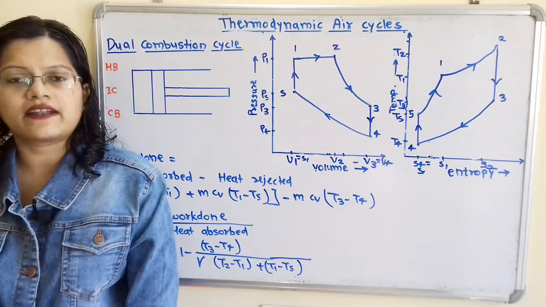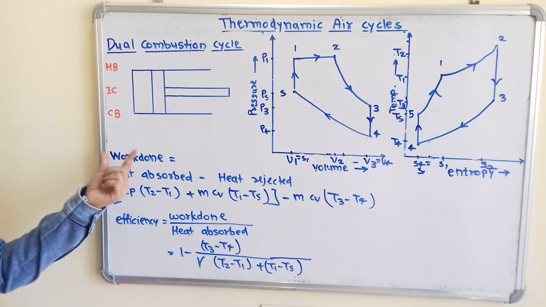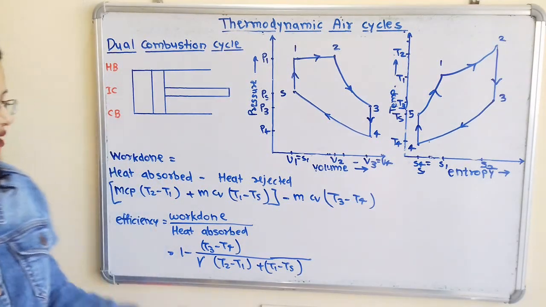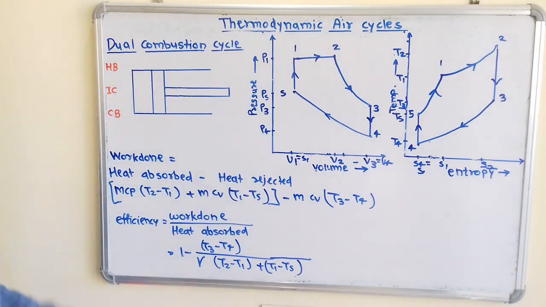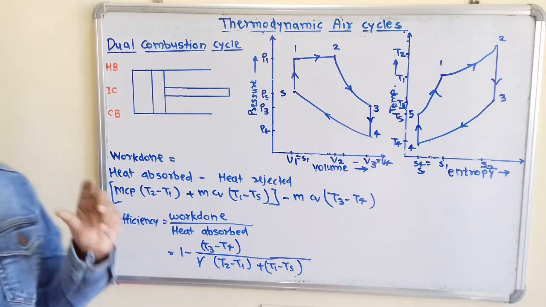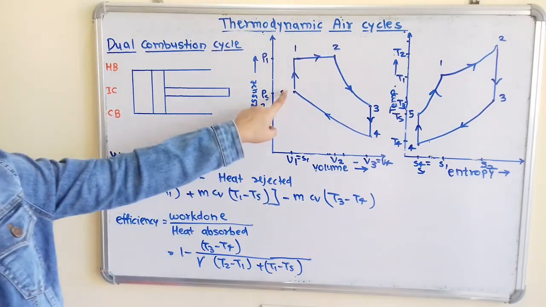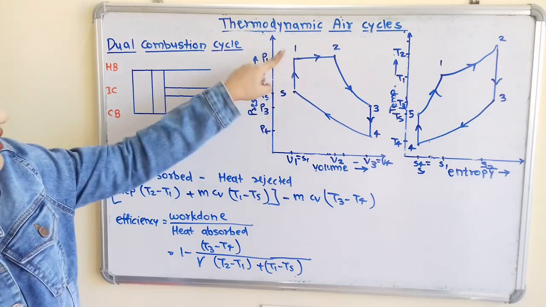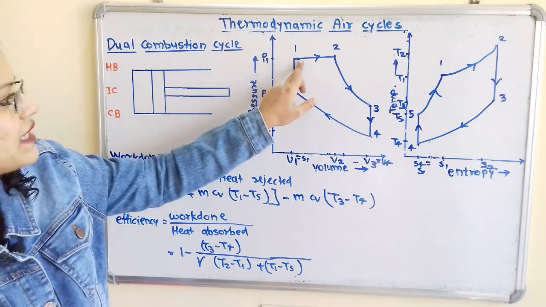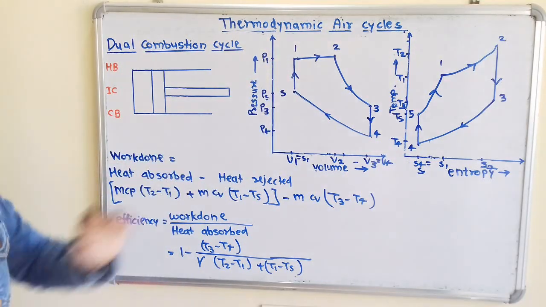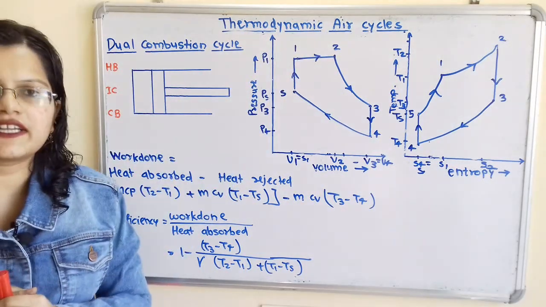Let us understand the different formulas related to the dual combustion cycle. First one is work done. We know that work done is equal to heat absorbed minus heat rejected. For the dual combustion cycle, heat is absorbed in two different processes: process 5 to 1, which takes place at constant volume, and process 1 to 2, which takes place at constant pressure. So during these two processes heating is taking place and that's why heat is getting absorbed.